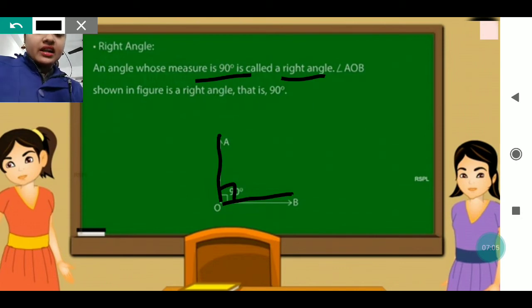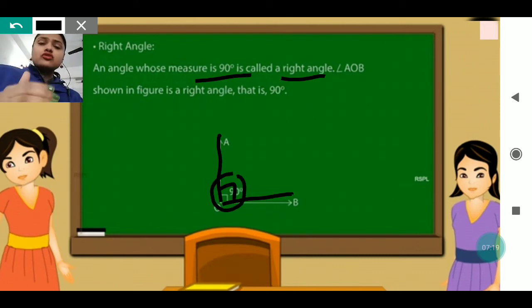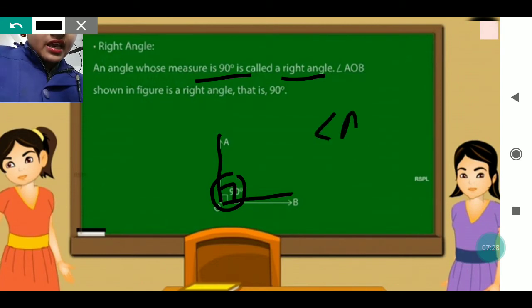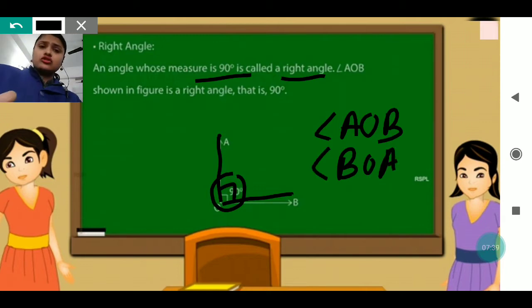So you can see in the figure again, when you read the angle, you will keep O in the middle of A and B, because O is the point at which A is also meeting and B is also meeting. It is between A and B, so you will keep that O in the middle of A and B. Either you can read AOB or you can also read BOA, that is also okay, but O will always be in the middle.